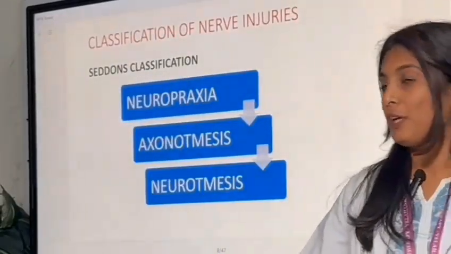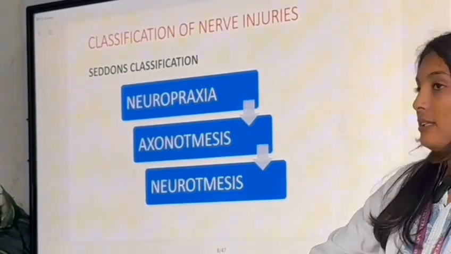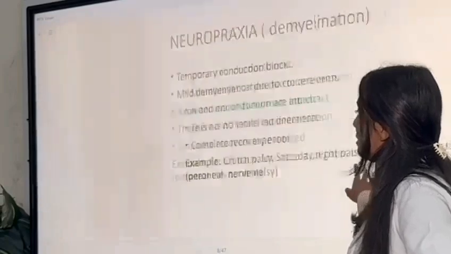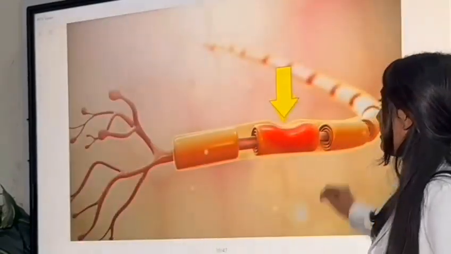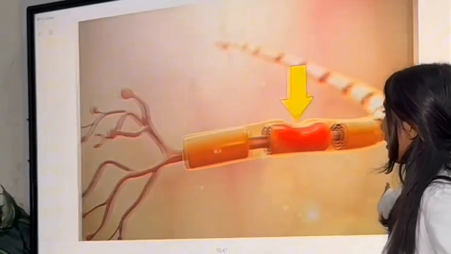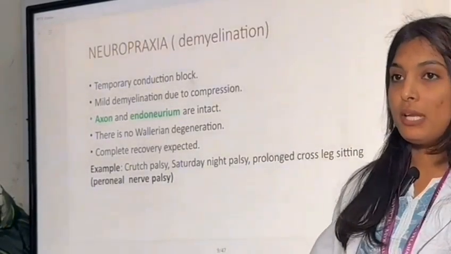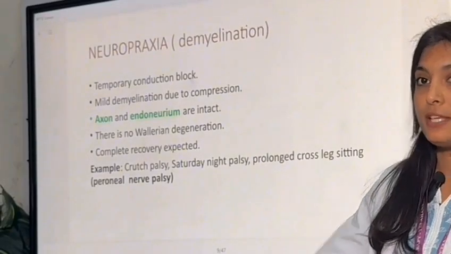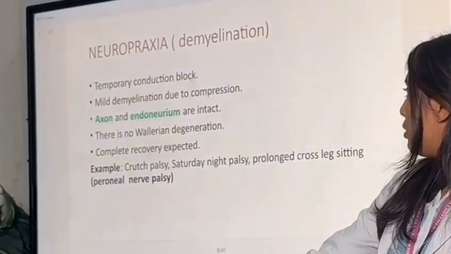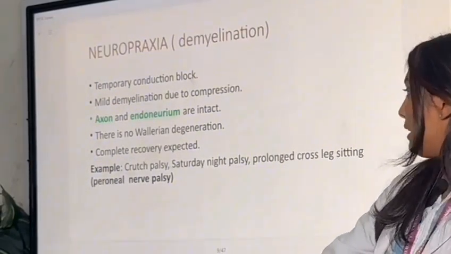Classification of nerve injuries. There are mainly three types of classification according to Seddon, that is neuropraxia, axonotmesis and neurotmesis. The first one is neuropraxia. In neuropraxia there is a temporary conduction block, but the surrounding connective tissue is intact. The axon and endoneurium are intact, and there is no Wallerian degeneration, because Wallerian degeneration happens when the axon is disrupted. Complete recovery is expected here within days to weeks.